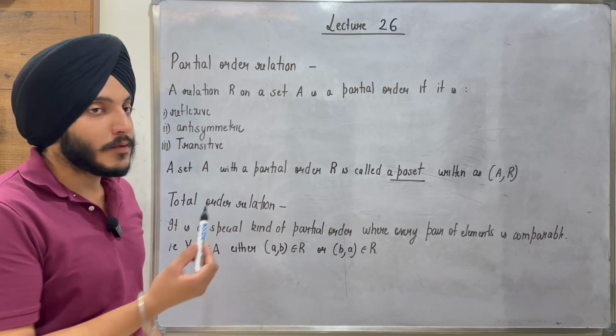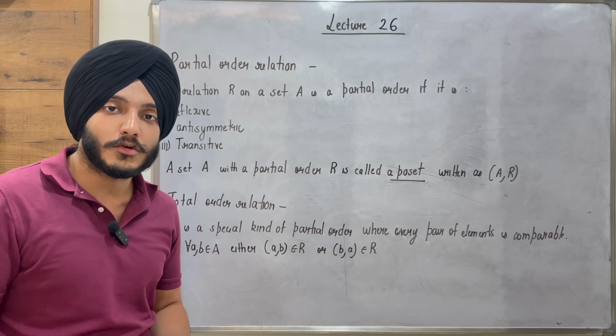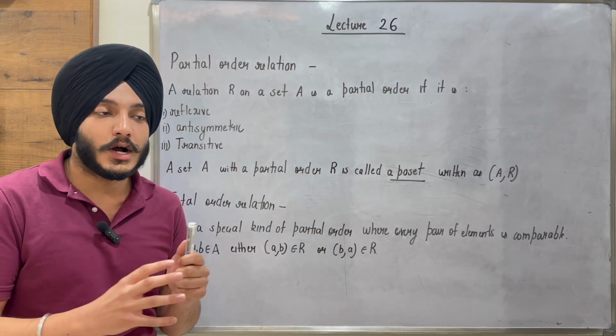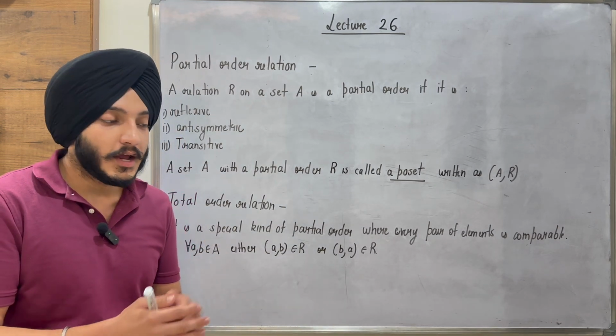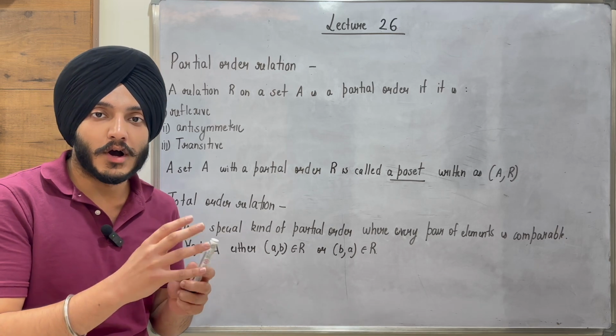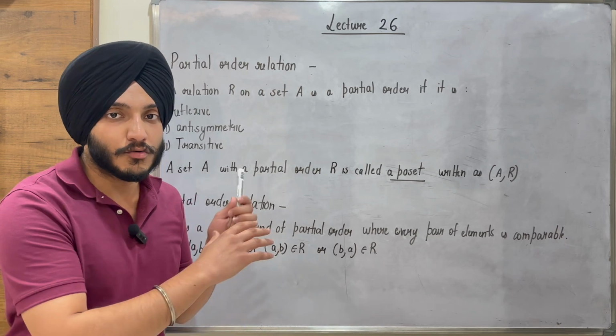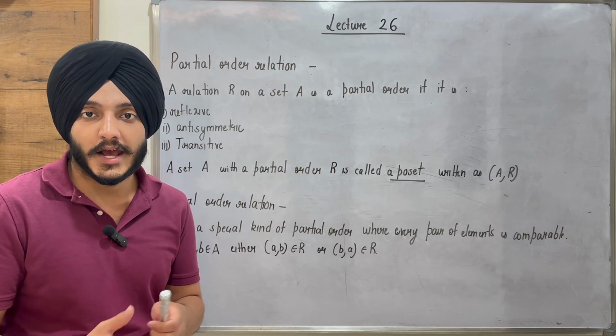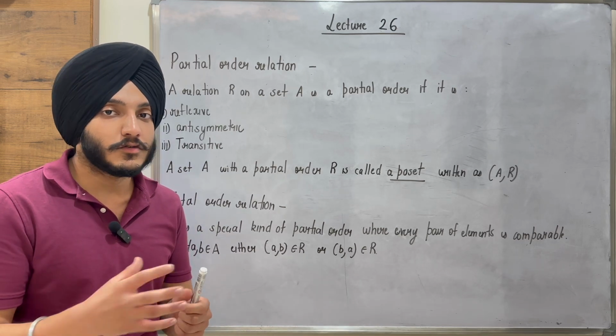In this lecture, we will try to understand what partial orders and total order relations are. This is kind of an introduction to a few of the topics that we need to cover. In the next one, we will try to understand what Hasse diagrams are and how to represent them, and then it would be followed by maximal elements, minimal elements, upper bounds, lower bounds, etc.